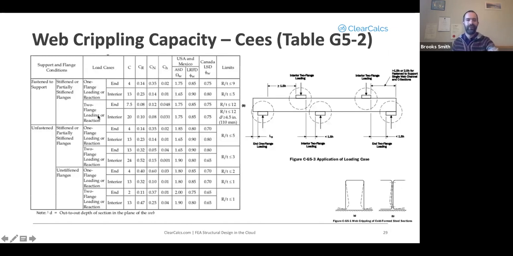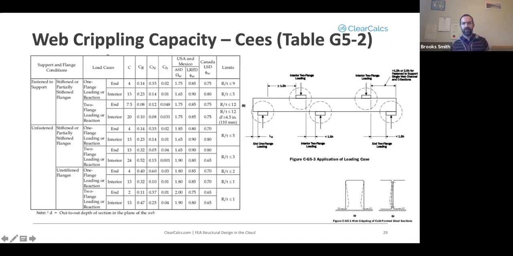So what do 1 flange and 2 flange loading mean? Essentially, that is whether you have loads on the top and bottom of your beam at the same time within a certain distance. So you have 2 flange loading if you have concentrated loads on the bottom and the top of your beam at the same time with a spacing of less than 1.5 times the height of the beam. That would be 2 flange loading. Anything else is 1 flange loading.